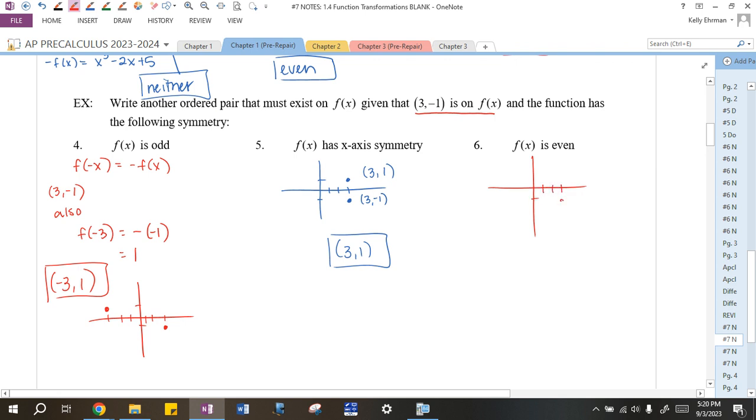Plot the original point, (3, negative 1). Even means y-axis symmetry, so it's supposed to be over here. So that would be (negative 3, negative 1). And again, that's because if we had, instead of numbers, A's and B's and things, this is because f of negative 3 has to equal f of 3 exactly. F of negative x has to equal f of x.